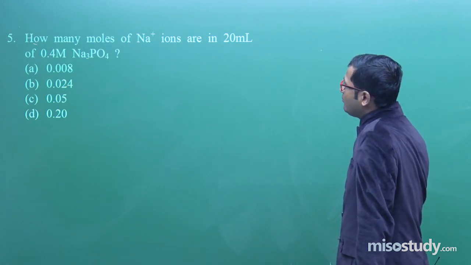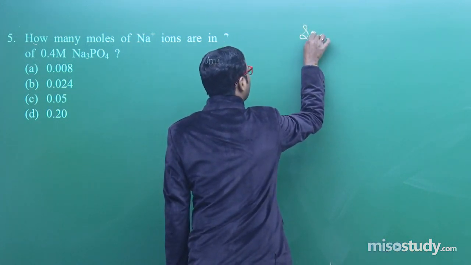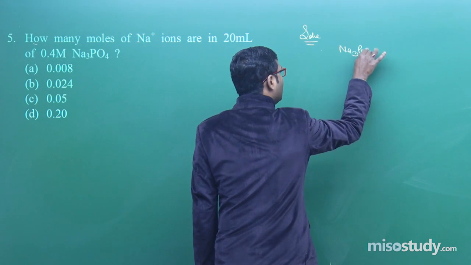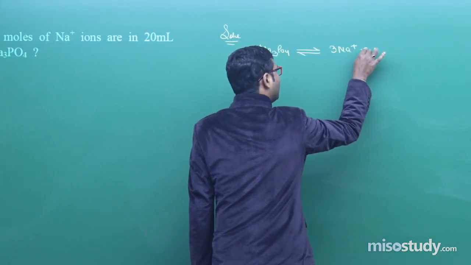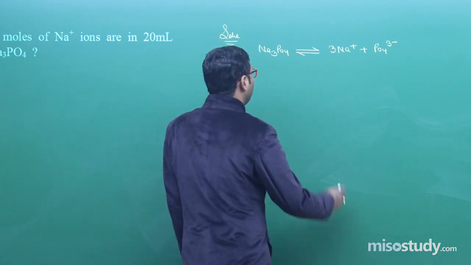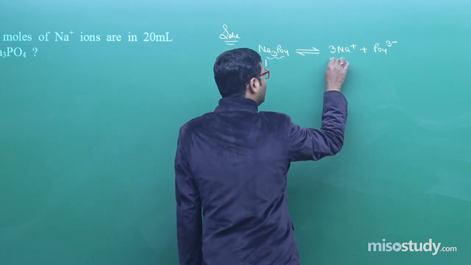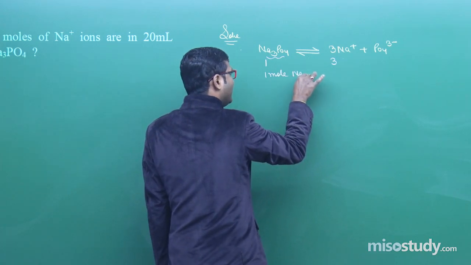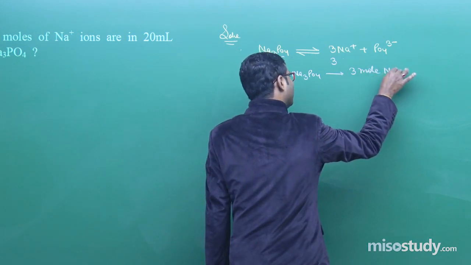What is given? How many moles of Na+ ion are present in 0.4 molar Na3PO4? As we know, Na3PO4 dissociates as 3Na+ and PO4 3-. That means 1 Na3PO4 gives you 3 Na+. So we can say 1 mole Na3PO4 will give 3 moles Na+. Is it clear to you?